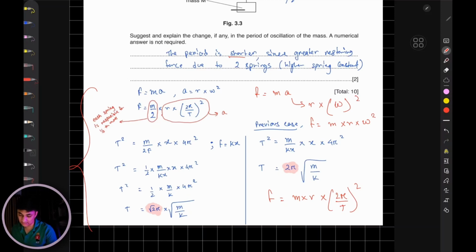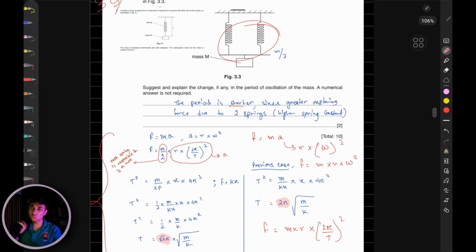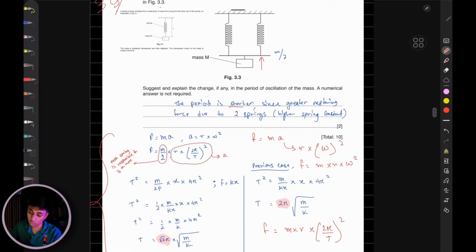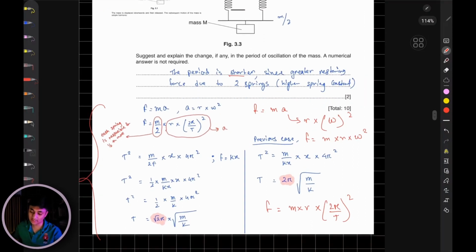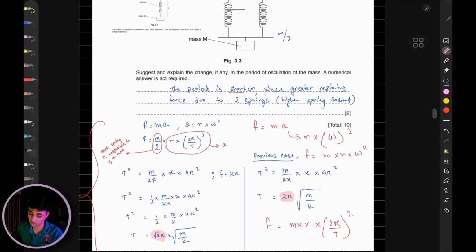Now, what you're going to see is, in case of these two springs, since you bring in two springs, with respect to one spring, it's only pulling a mass of m by 2, half m. So with respect to one spring over here, if I want to find its own time period, F is equal to ma, same formula. F is equal to m by 2 times R times (2 pi by T) whole square, which is your acceleration.